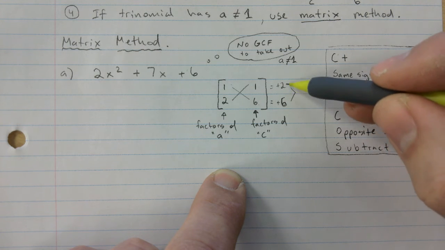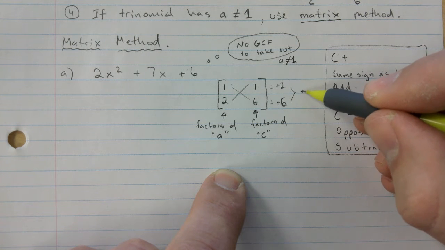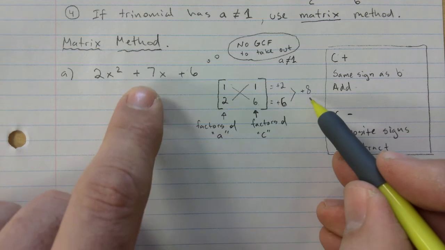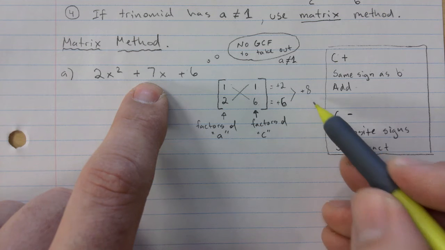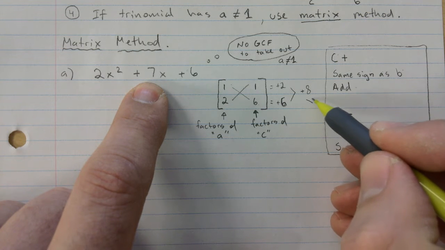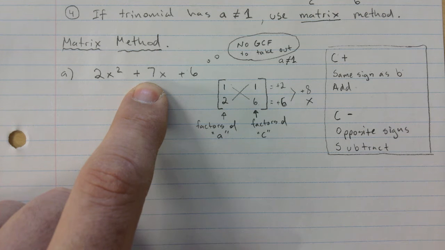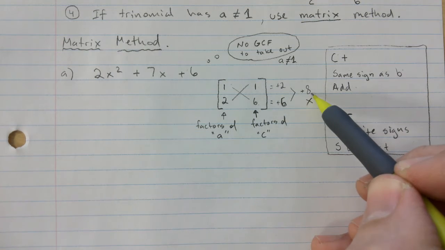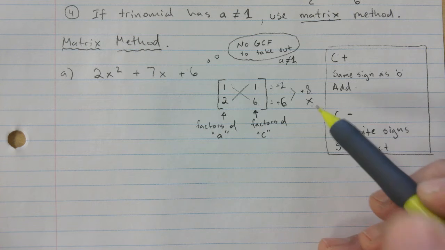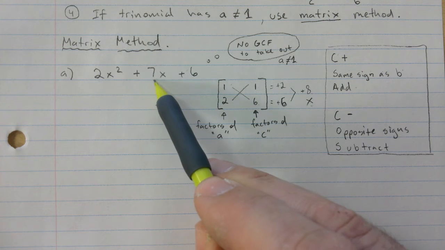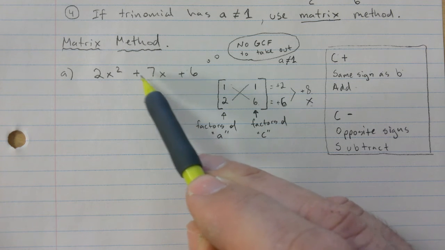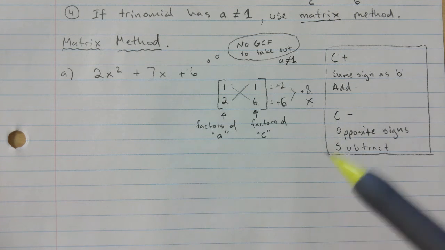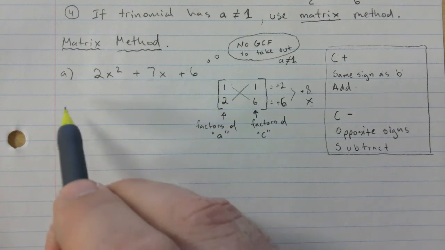Even if they're both negative, you add them, right? That'd be positive 8. Positive 8 is not the same as b, so this does not work. This setup right here, 1 and 6, we get positive 8 out of that. It does not work for us because we want the sum to be the same as b, right? So we'll try another one here.